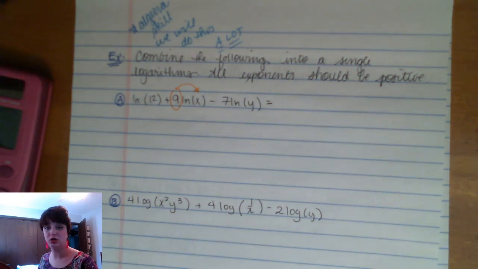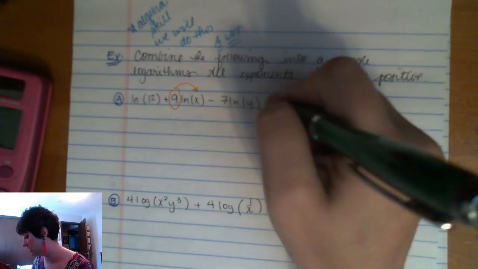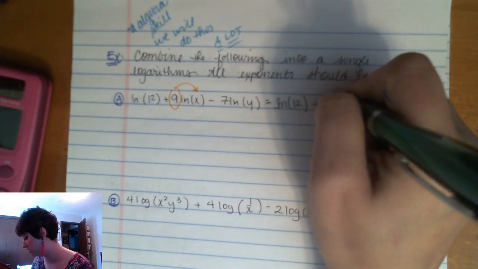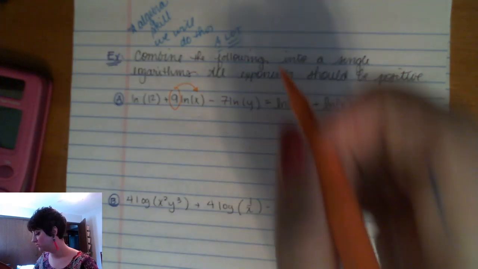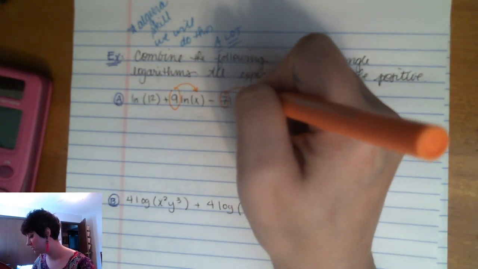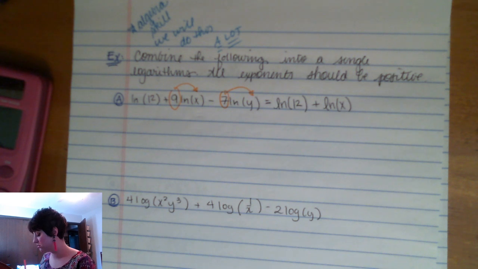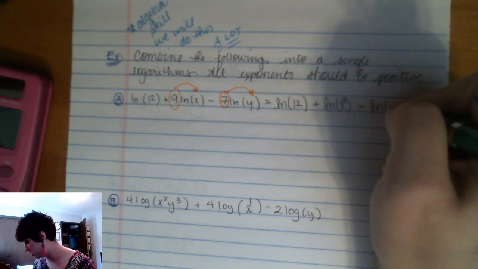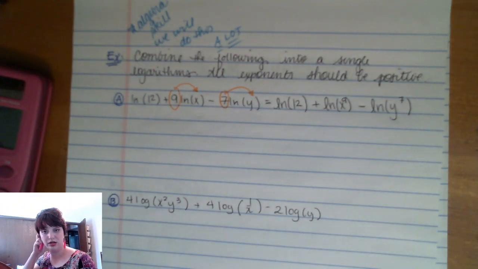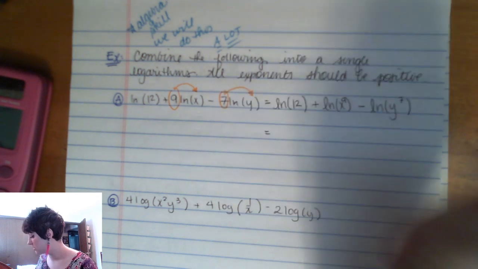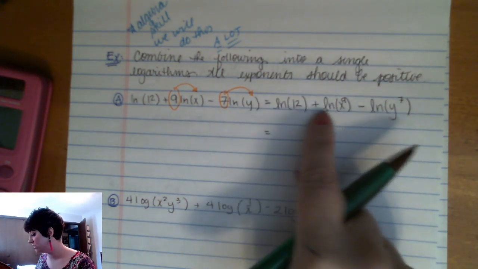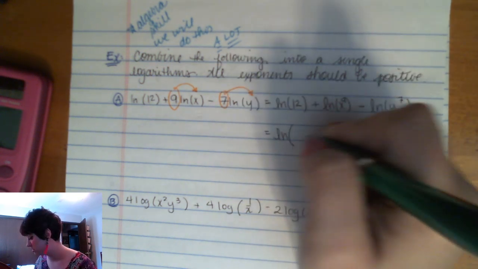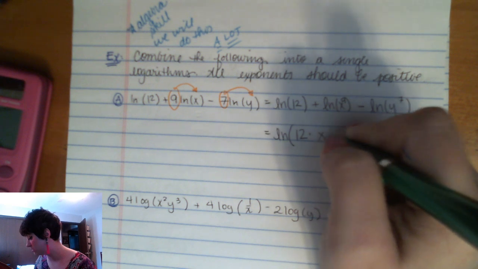And we're going to do this a whole bunch, that rule specifically. So log 12 plus log x to the 9th minus log y to the 7th. So all I did was pull powers in, and then addition turns into multiplication. So a sum of logs is a log of product. So this is actually 12 times x to the 9th.